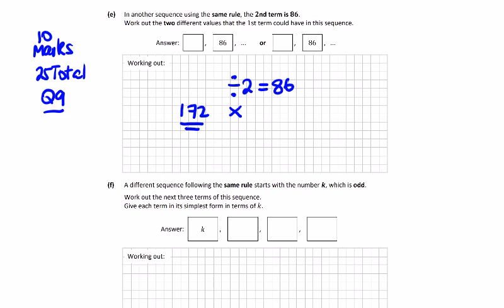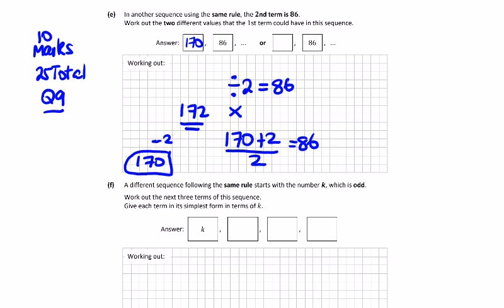And then going backwards, we were adding 2, so we'd have to take away 2. So 170 looks like it's the first term. I double check it. If the term is even, we add 2, divide by 2. 172 over 2 is equal to 86. So 170 definitely works.